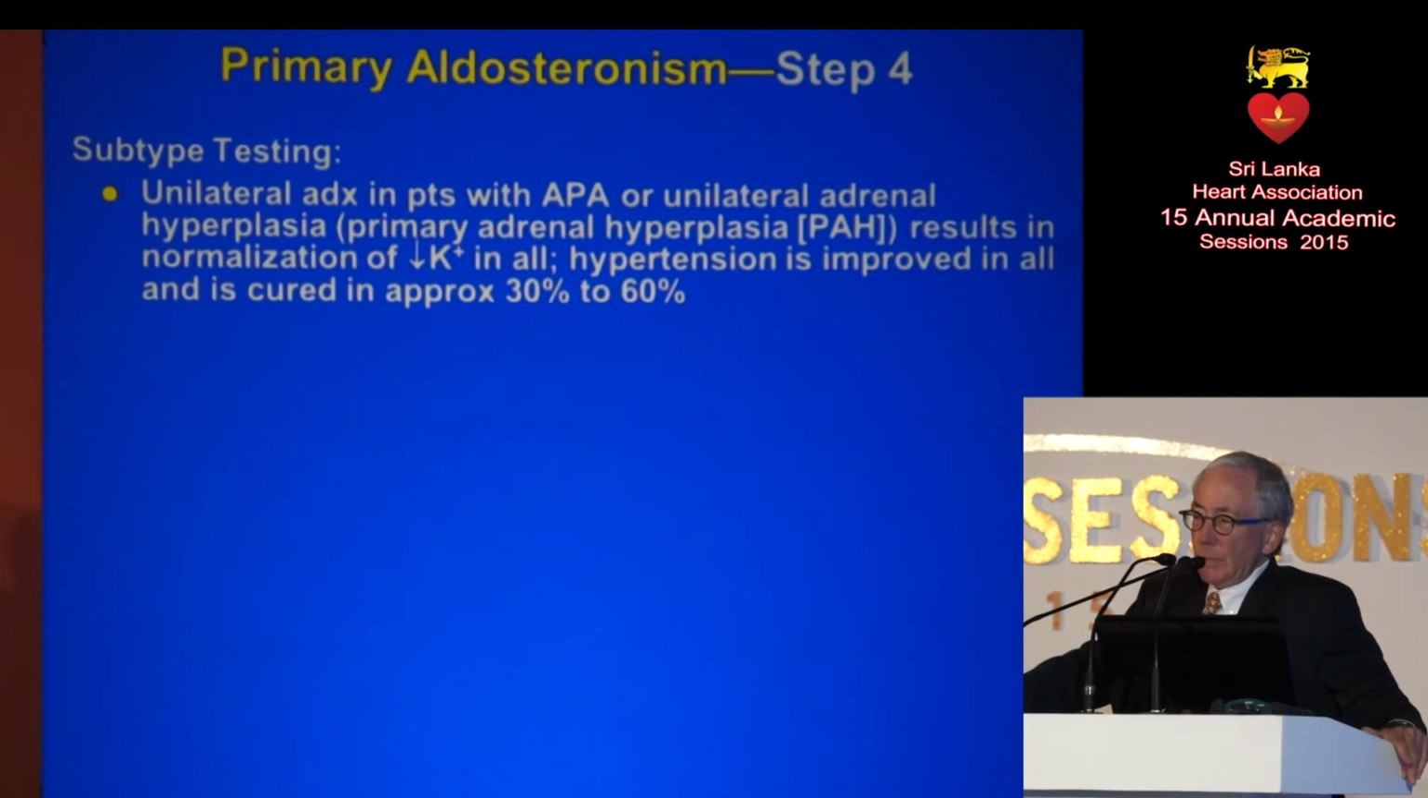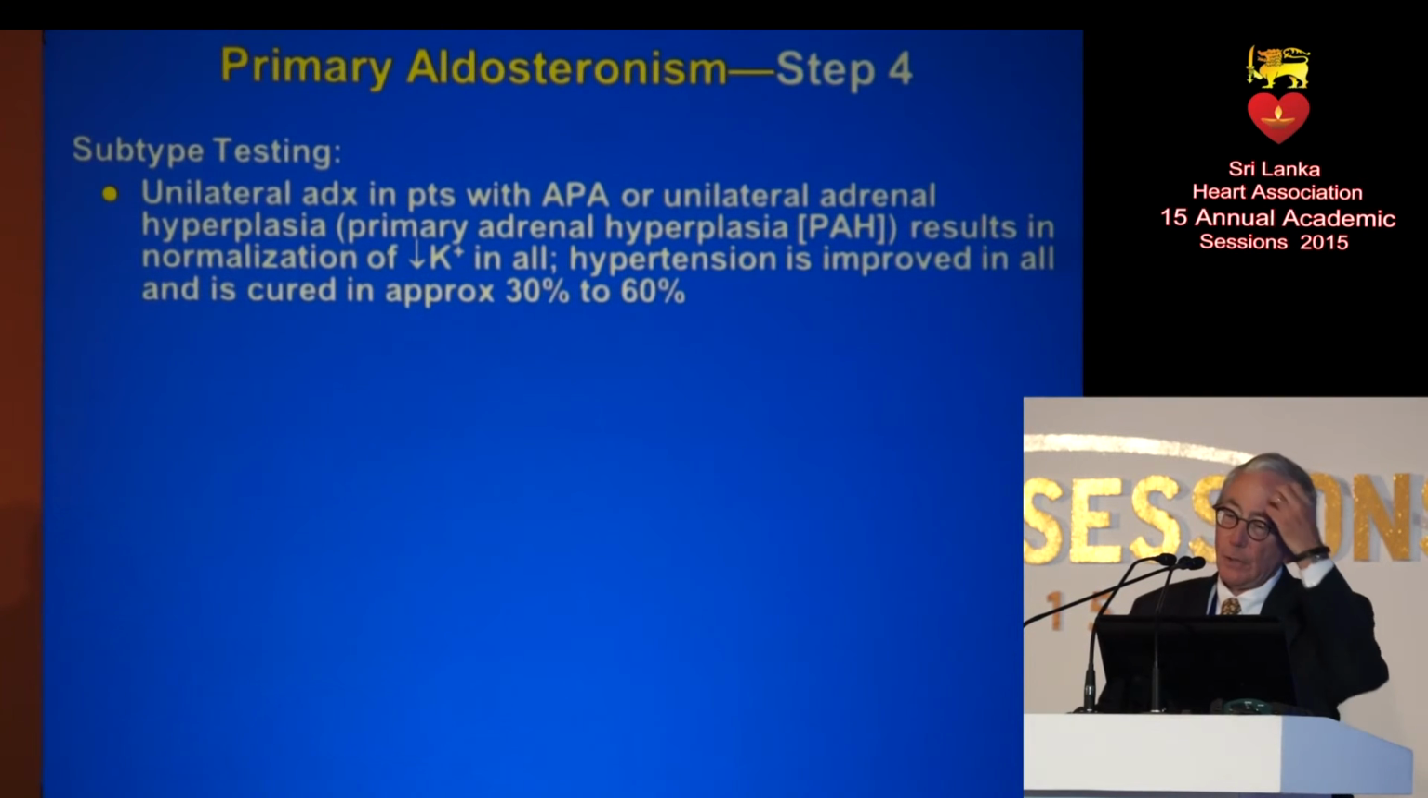Now, the issue of subtype testing, I think, is another issue, because obviously, if it's unilateral, there's an opportunity for a surgical cure. And I think that's a critical question. Whereas obviously, if they have a bilateral hyperplasia, then there's not much you can do other than to treat them with spironolactone.